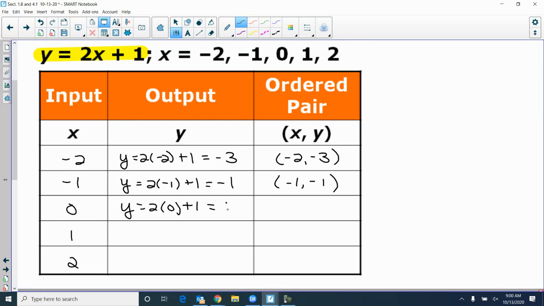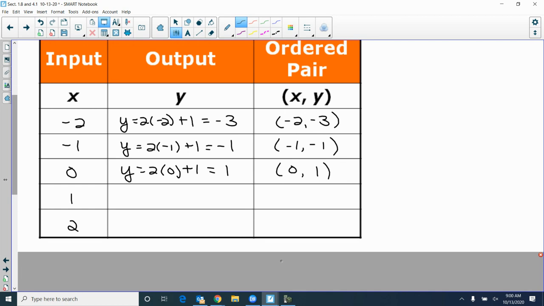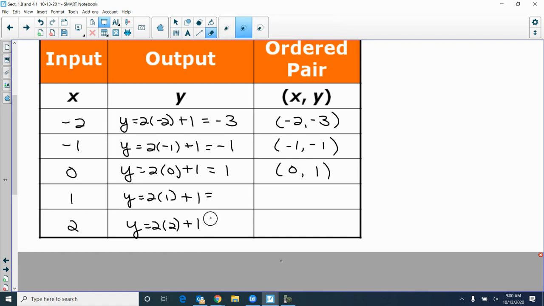All right, now plug in, if you haven't already done so, plug in 1 and then plug in 2. Okay, and just fill in the table, like we have, and then fill in the ordered pairs. Josh, do you have the answer for when you plug in 1? When you plug in 1, what do we get back for y?